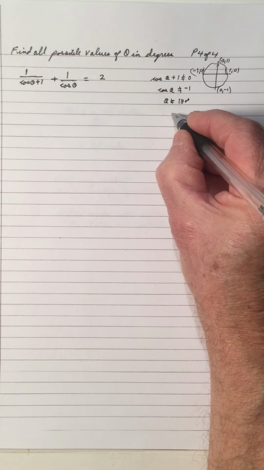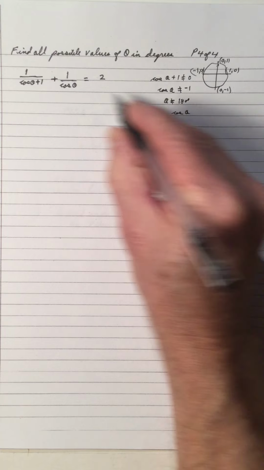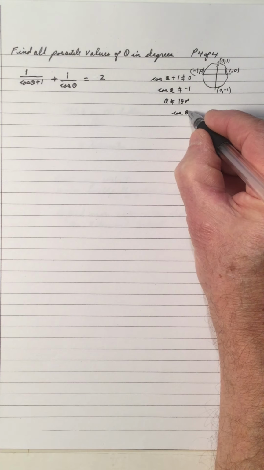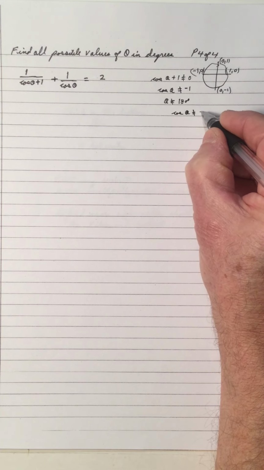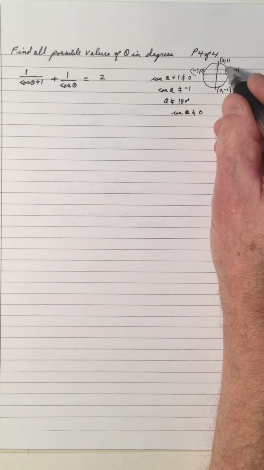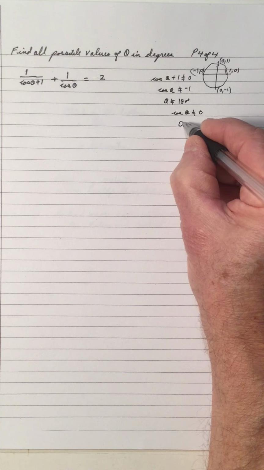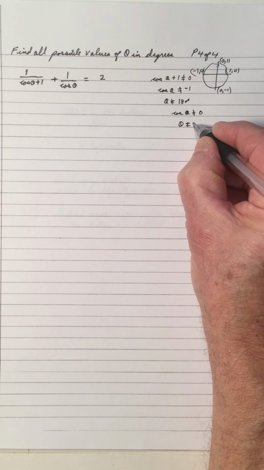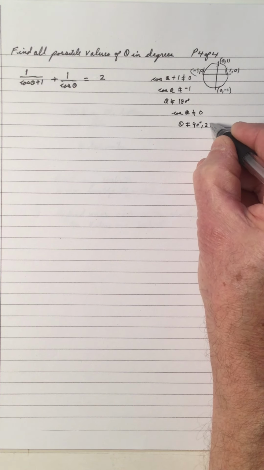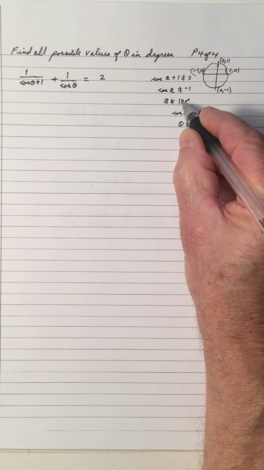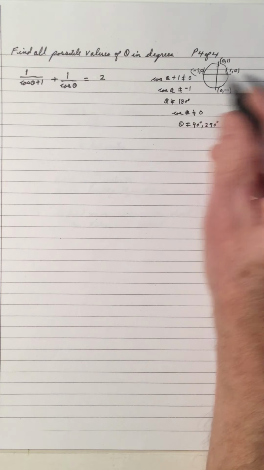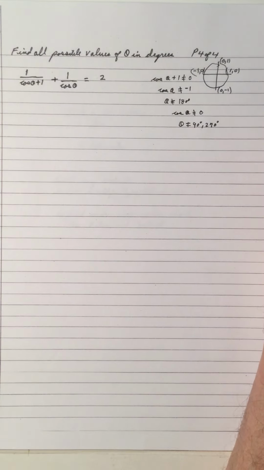And also we have cos theta here. That's the denominator, so it cannot be equal to 0. So cos is 0. Cos is the x. That's at 90 and 270. So that means theta cannot equal 90 degrees or 270 degrees. So if we get either one of these angles, you can't use them because it makes the denominator 0.